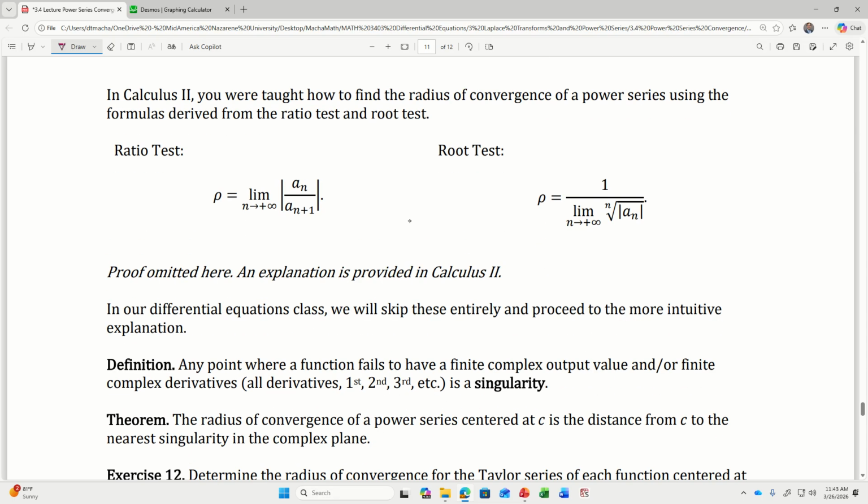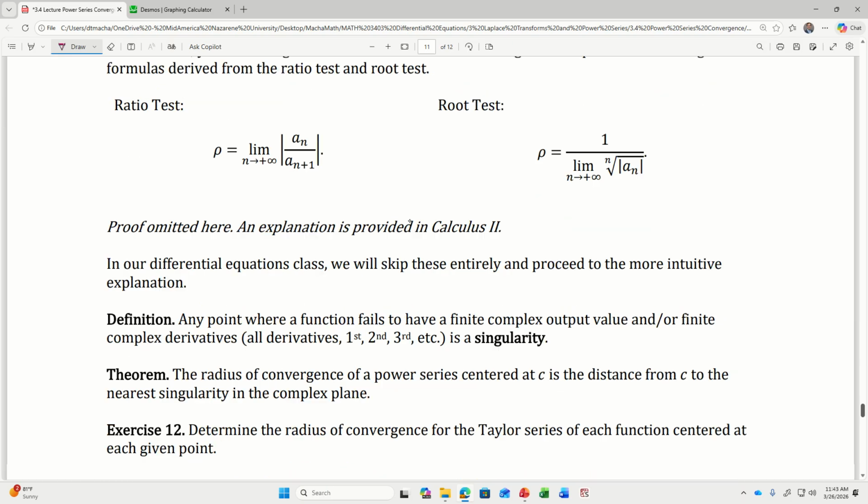So in Calculus 2, what I would normally have the students do first is find the radius of convergence for a power series using what is called the ratio test formula and the root test formulas. We're not going to do that in this differential equations class. We're just going to move straight on to the more intuitive thing.